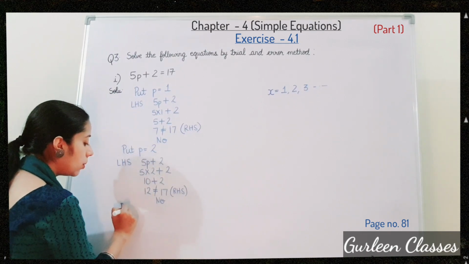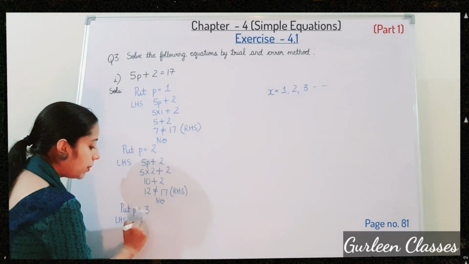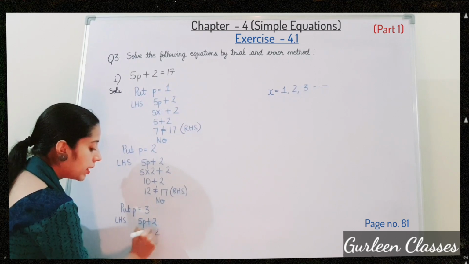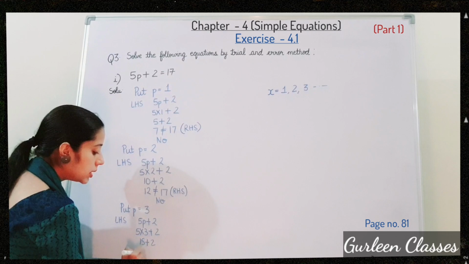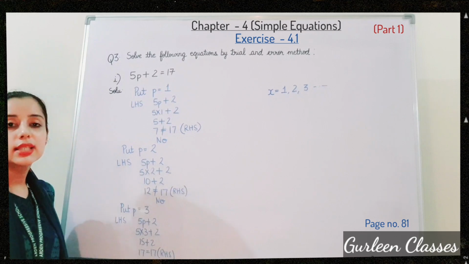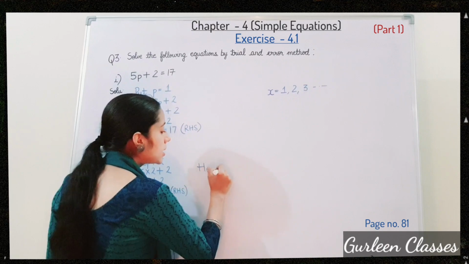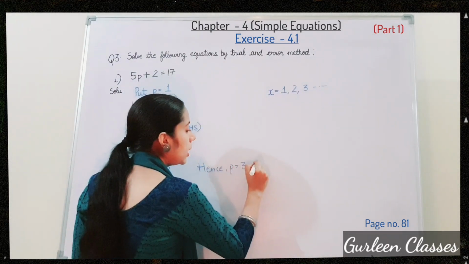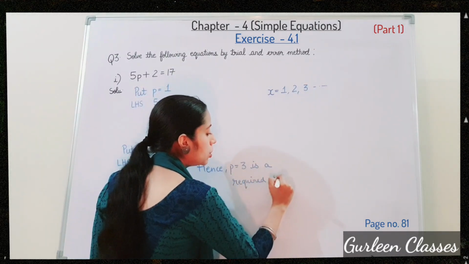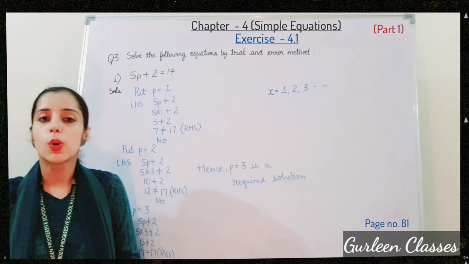Now again put value of p is equal to 3. What is your LHS? 5p plus 2. Value of p 5 into 3 plus 2. That is 15 plus 2. So 17 is equal to 17. This is your RHS. So this is your final answer when p is equal to 3. So write the final answer. Hence p is equal to 3 is a required solution. When your p is equal to 3, so your LHS and RHS both sides are equal.